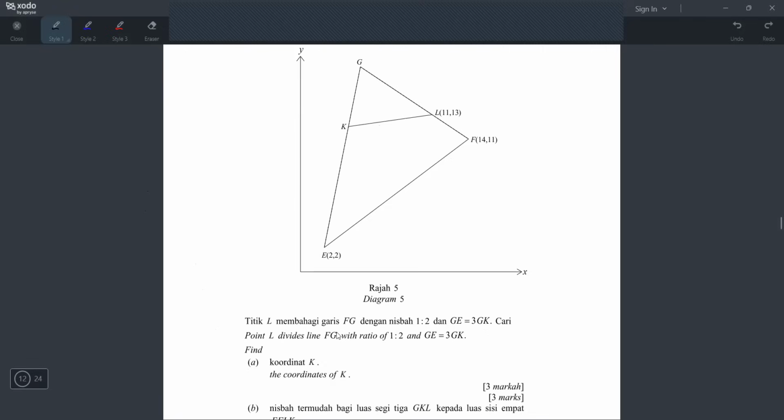Point L divides FG in the ratio 1 to... What does this mean? L divides FG in the ratio 1 to 2. So this is the ratio. It means I have to round it off, because these are the ratio, right? And since they give us this ratio, we can actually find point G, right?